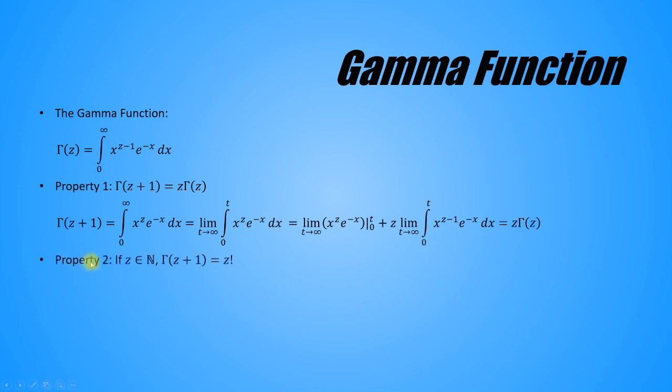Property 2 is really just the special case of property 1 where z is a natural number. If that's the case, then gamma of z plus 1 equals z factorial. Let's see why that is.